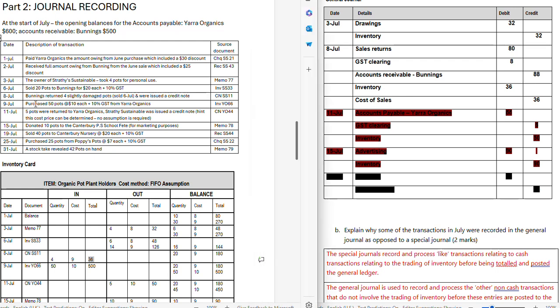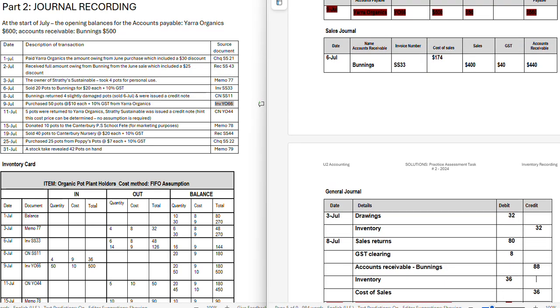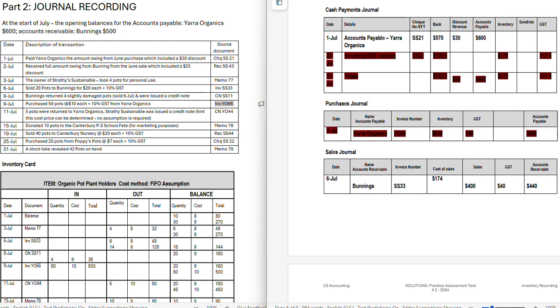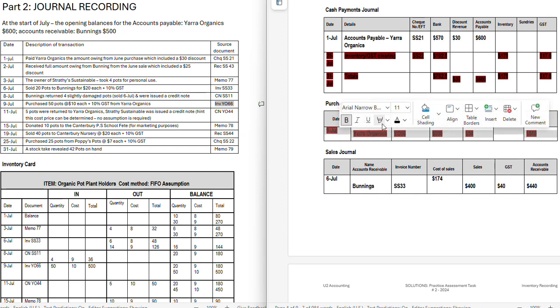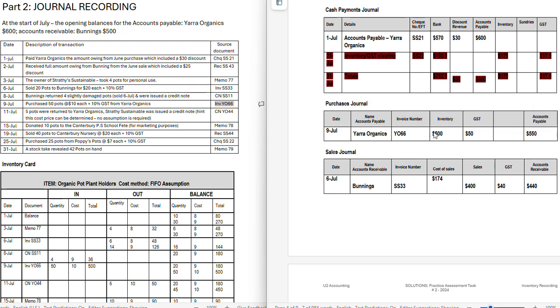Then we get to the 9th. So we're kind of halfway now. Purchased 50 units at $10 each. That's 500. Again, it doesn't say whether it's cash or credit, so we go and look at the source doc. It's an invoice. So the invoice signifies that this is a credit purchase of inventory. So this one I think you'll find pretty straightforward in terms of the details. 500 in the inventory plus your GST means we owe Yarra $550.